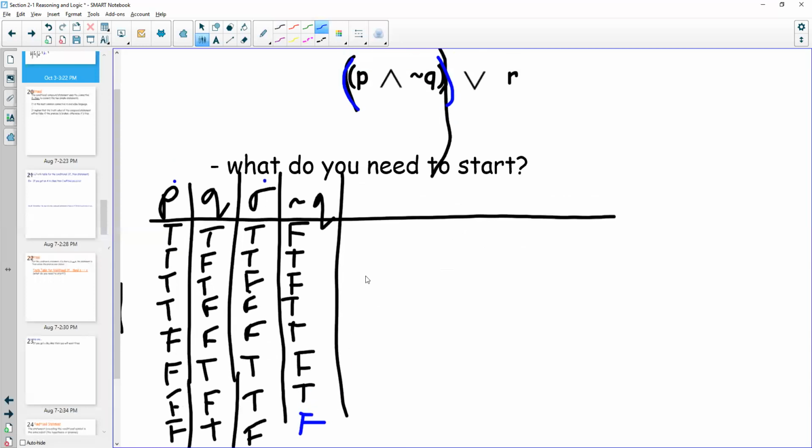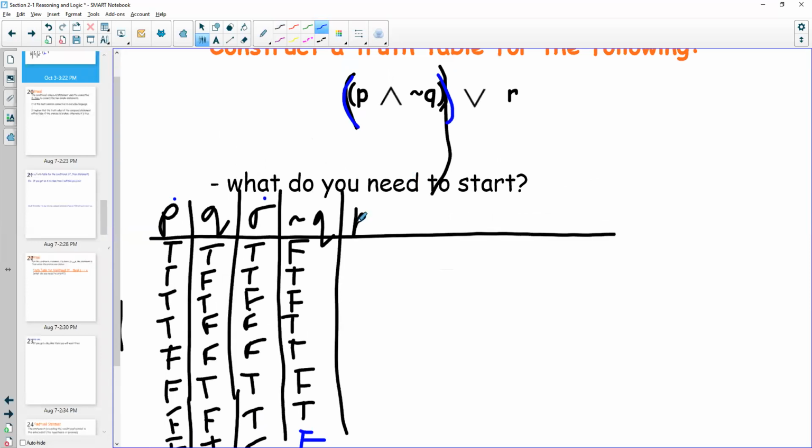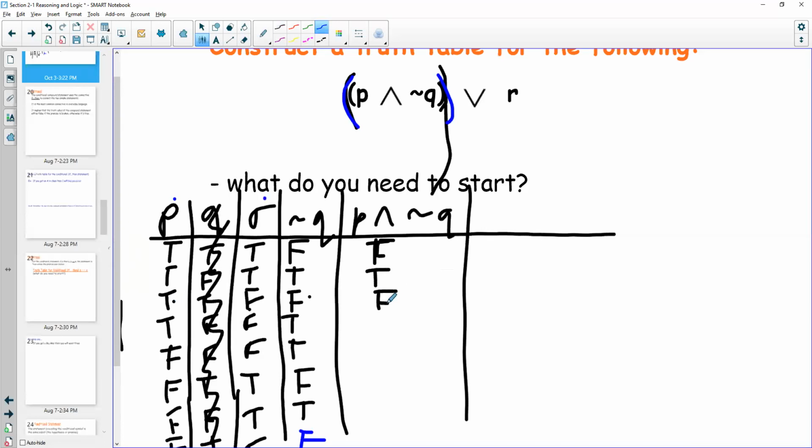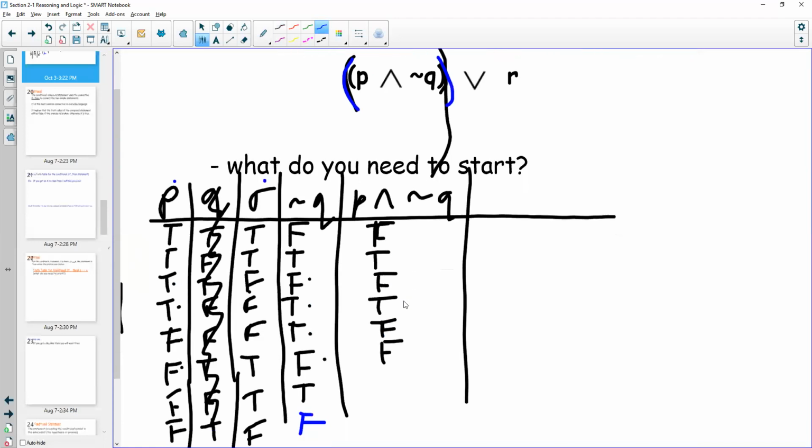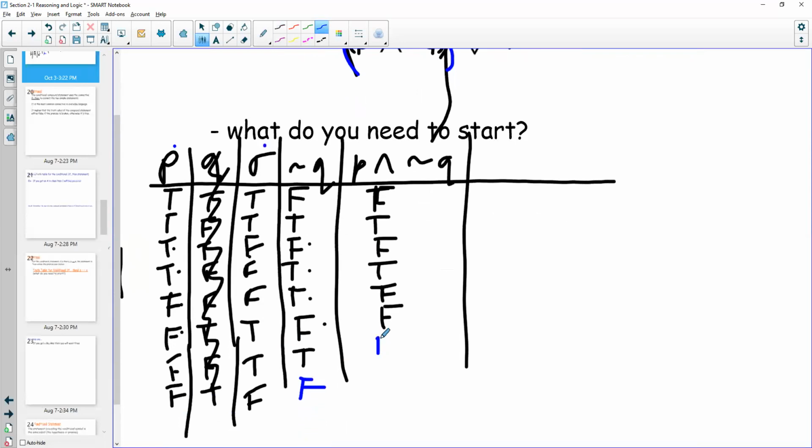False. Now what else do I need? I need in parentheses P and not Q. So in this case, I'm only going to look at P and Q. When it's and, it's only true if they're both true. So false, true, false, true, false, false. Sorry, that F didn't come all the way through. This guy is false. And the last guy is false.